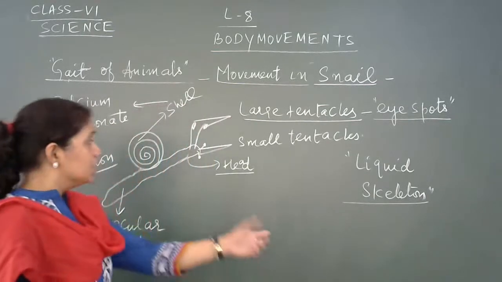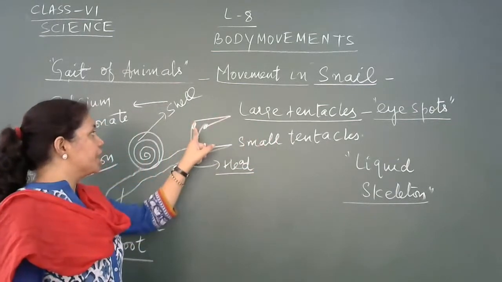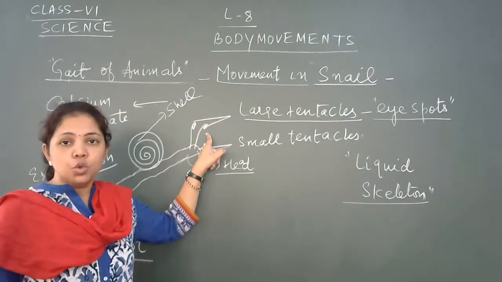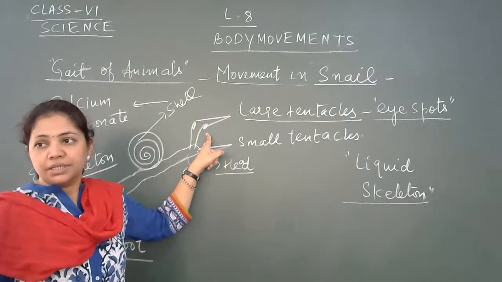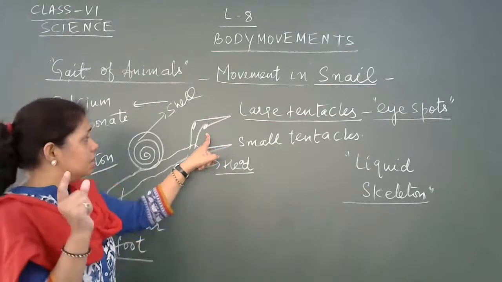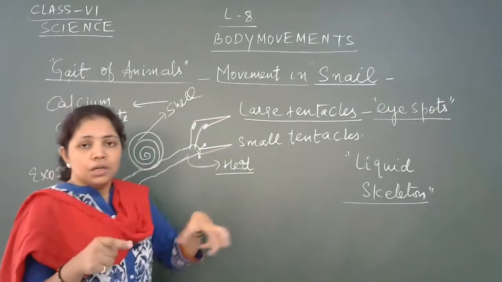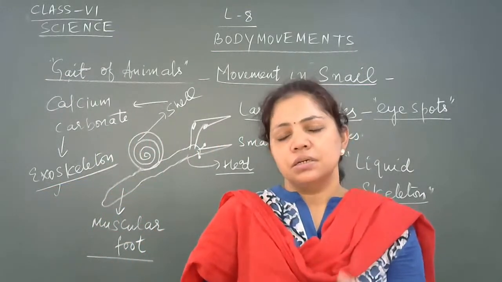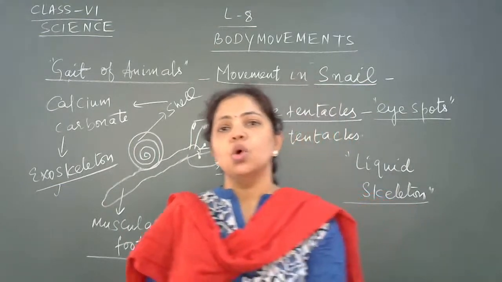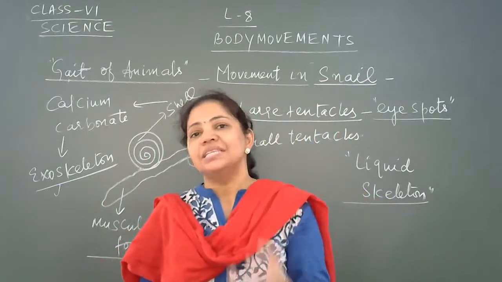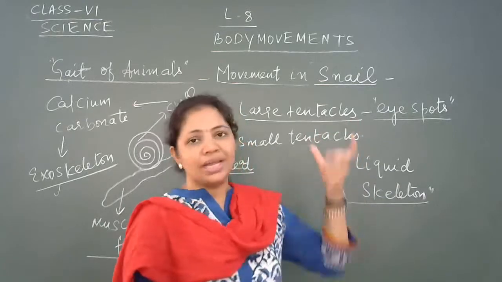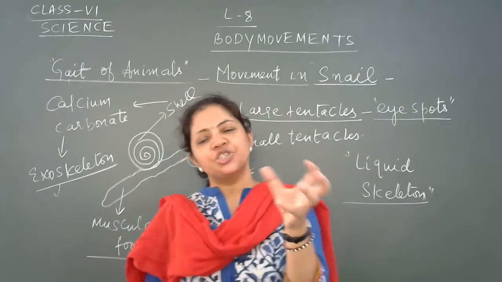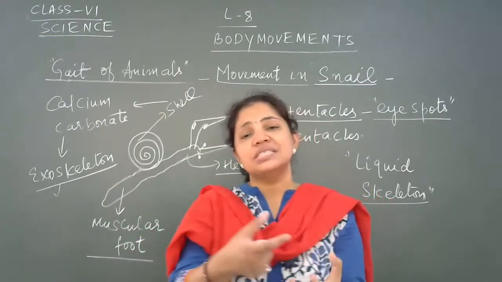Means these eye spots which are located at the top of the large tentacles in case of a snail, what they do? They simply help snail to know from which direction light is coming. Eye spots means two eyes नहीं होती है. स्नेल को सिर्फ इतना हेल्प करती है, उनको डायरेक्शन पता चल जाता है कि किस डायरेक्शन से लाइट आ रही है.